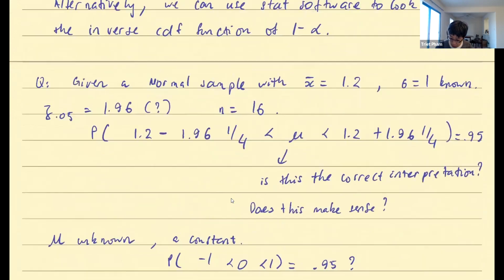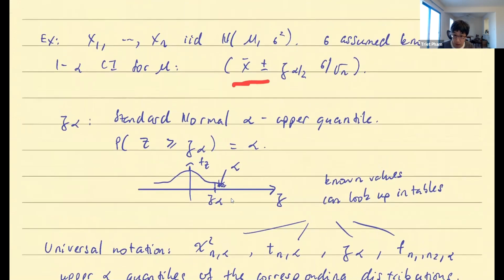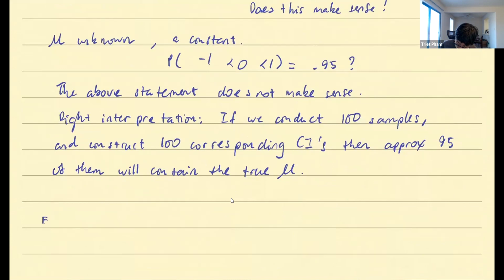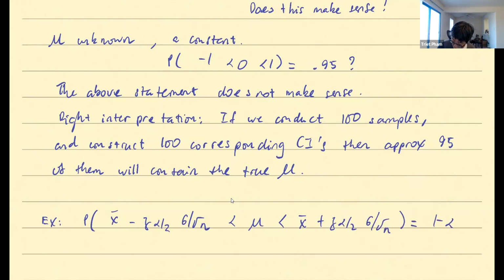All right, so now let's go back to here, and notice this is big X. Let's show that this is the 1 minus alpha confidence interval. Back to the example: X bar plus minus z alpha over 2 sigma over root n is a 1 minus alpha confidence interval. In other words, the probability that x bar minus z alpha over 2 sigma over root n is less than mu, less than x bar plus z alpha over 2 sigma over root n, is equal to 1 minus alpha. I'll put a question mark here, meaning I need to verify it.